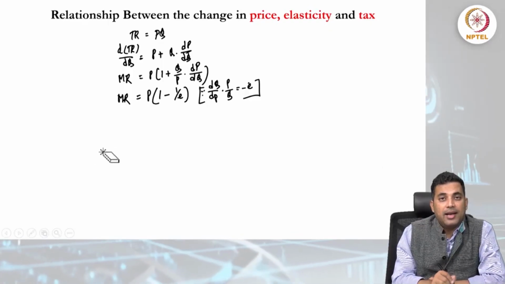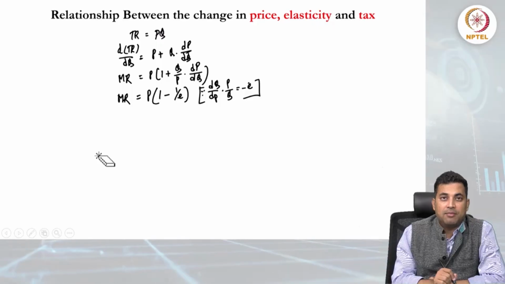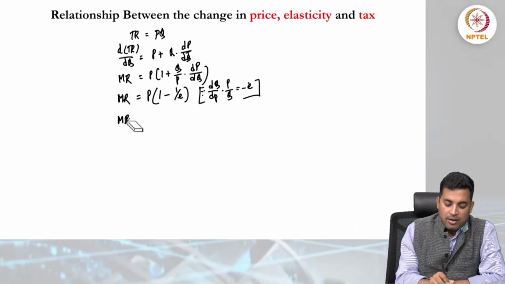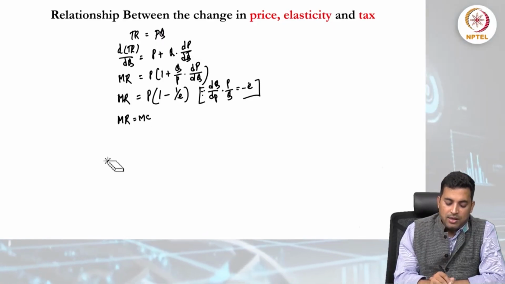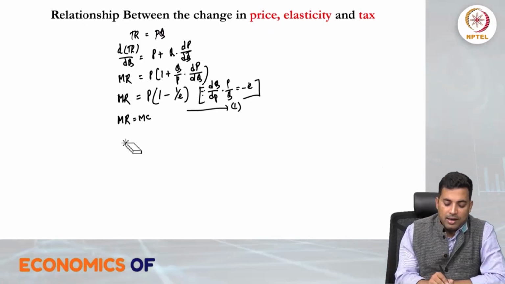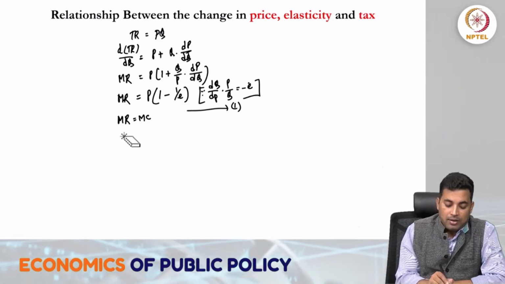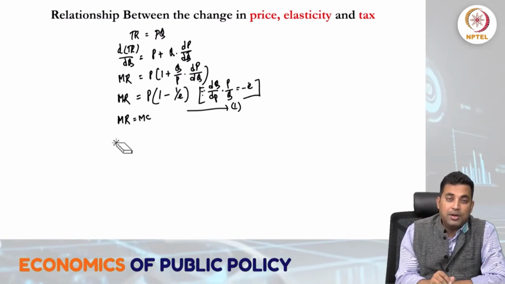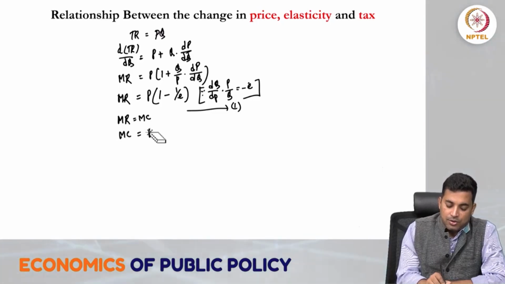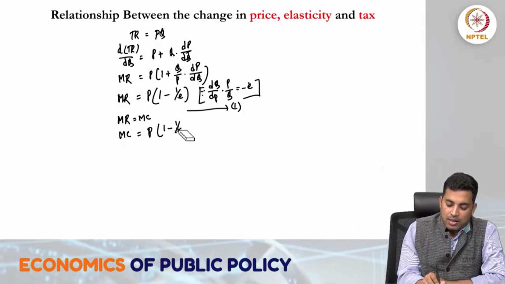Here again, from the first order condition of profit maximization, we get MR equals MC. If we call this equation 1, and replace MR by MC, then MC equals P into 1 minus 1/E.